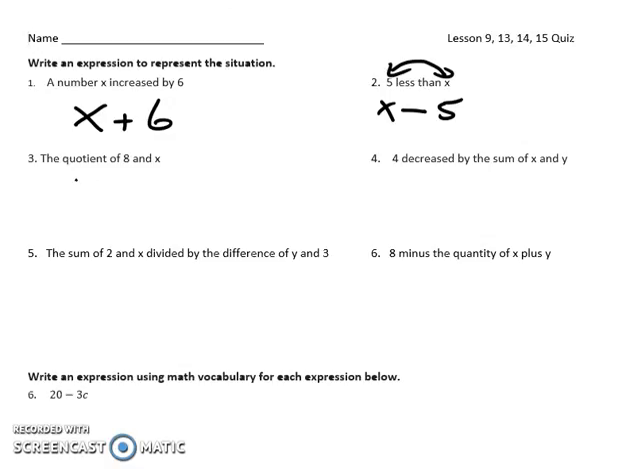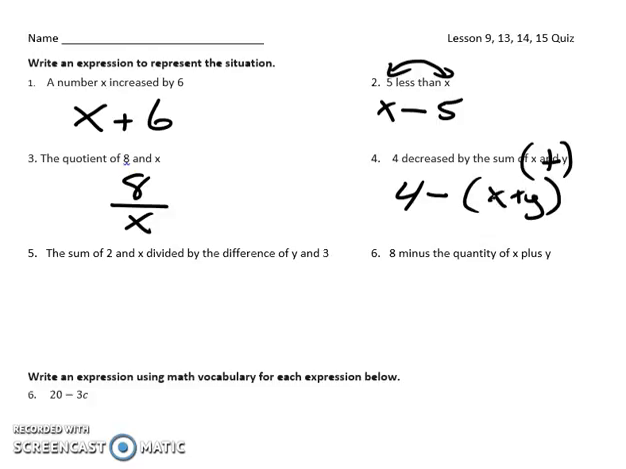Quotient. Quotient means to divide. So it's 8, and we are dividing it by an x. Remember, we do use the fraction bar for everything regarding division now. 4 decreased by the sum. So 4 decrease means subtract. Now sum. Sum does mean to add, but it also means that it needs to be wrapped in parentheses. So this way we will end up doing the addition problem first and then the subtraction. So that is a big deal there, that word sum.